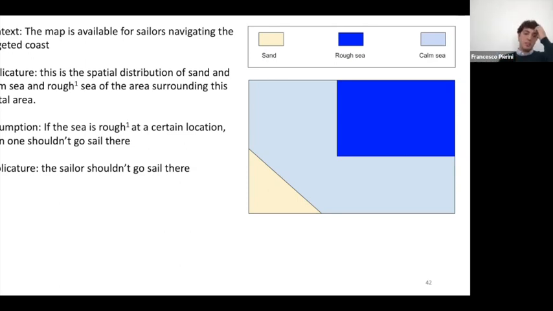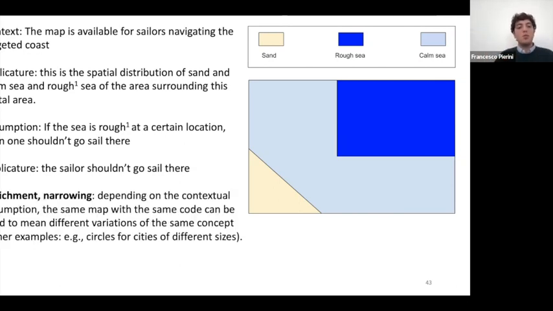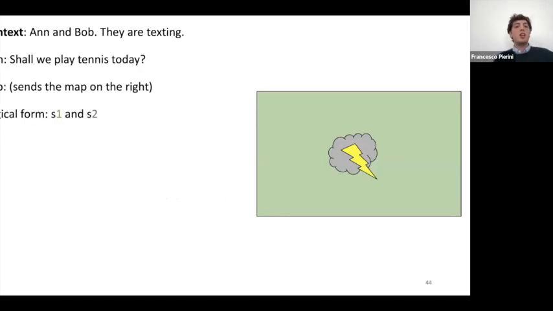The assumption that the sailor is going to access is that plausibly, if the sea is rough, meaning a specific concept, at a certain location, then one shouldn't go sail there. And then the map generates the implicature that the sailor, so I, for instance, as a sailor, shouldn't go sail there. So this is a case of enrichment. We are narrowing basically the concept of rough sea. This concept of rough sea for a sailor is not the same thing as rough sea for swimmers. And this is another example of enrichment, which is addition.